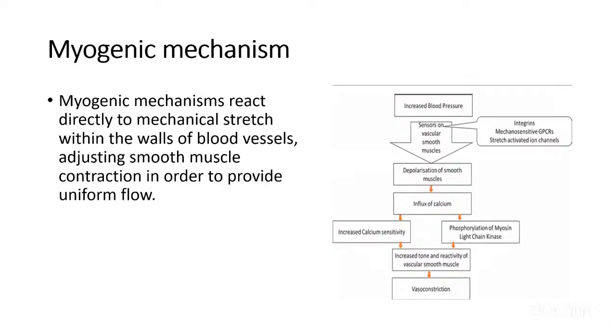Last is myogenic mechanism. The myogenic mechanism directly reacts to the mechanical stretch within the wall of the blood vessels and adjusts smooth muscle contraction in order to provide uniform flow.